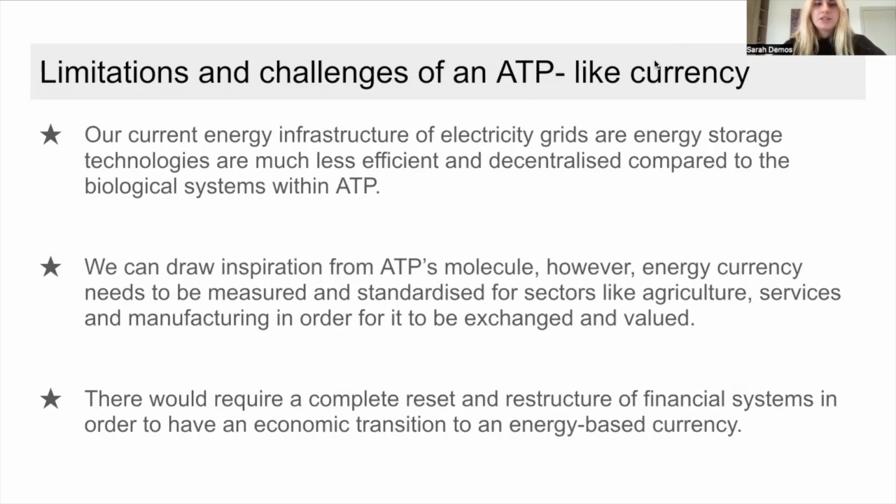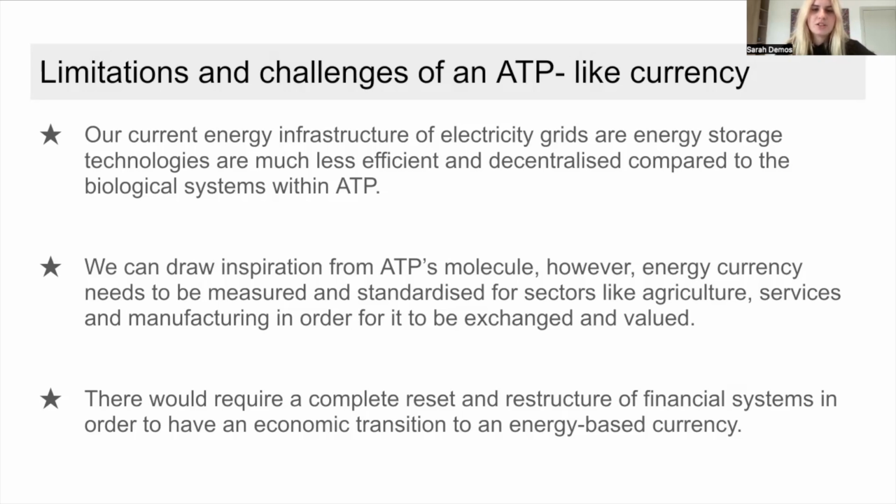Our current electricity grids and energy storage technologies are much less efficient and decentralized compared to the biological systems which ATP runs on. Our society heavily relies on large scale centralized power generation and distribution systems, which frequently experience inefficiencies and losses. While the process could be similar to ATP's molecule, energy currency needs to be measured and standardized in order to be exchanged and valued across different sectors like agriculture, manufacturing, and services. A reliable real time energy tracker, which measures the energy units, is required to ensure equitable distribution across all sectors, with the current lack of standardization in energy exchange being a barrier.